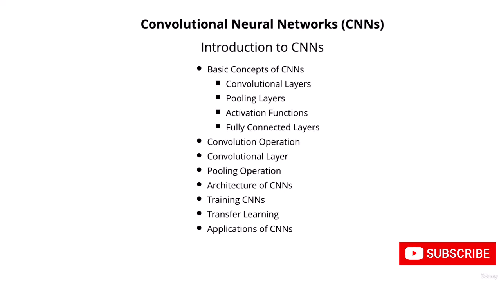So let's go over the basic concepts of CNN first. Some of the main key components in these concepts are the convolutional layers. Convolutional layers apply convolution operations to input data, extracting features through learnable filters or kernels. These filters capture spatial patterns in the input. Next one is the pooling layers. Pooling layers downsample the feature maps produced by convolutional layers, reducing their spatial dimensions while retaining important information. Common pooling operations include max pooling and average pooling.